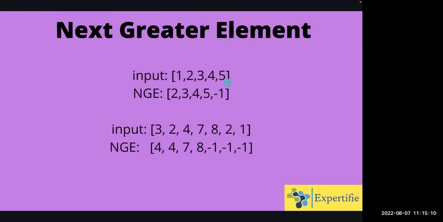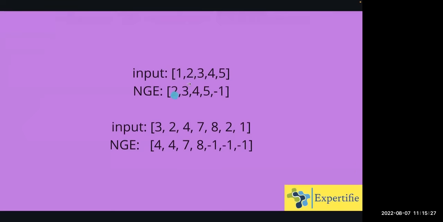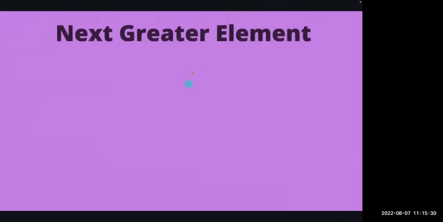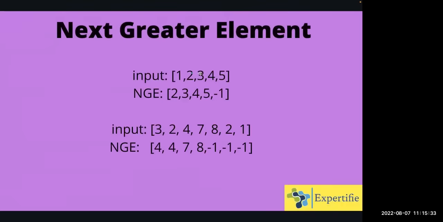So for 1, the next element ahead of 1 which is greater than 1 is the next greater element for 1. So for 1, the next greater element is 2, right? Because ahead of 1, which number is greater than 1? 2. Ahead of 2, which number is greater than 2? 3. Ahead of 3, which number is greater than 3? 4. Ahead of 4, which number is greater than 4? 5. Ahead of 5, which number is greater than 5? There is no number ahead of 5, so we say minus 1. So this is the next greater element array, which we call NGE.